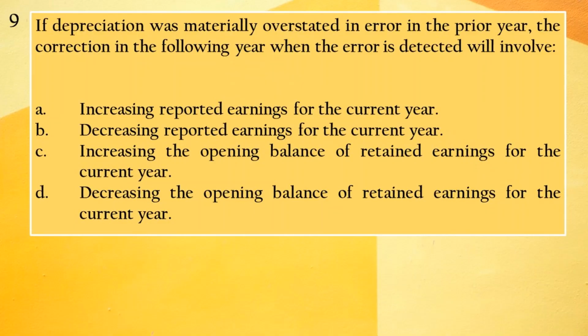Number 9. If depreciation was materially overstated, an error in the prior year, the correction in the following year when the error is detected will involve A. increasing reported earnings for the current year, B. decreasing reported earnings for the current year, C. increasing the opening balance of retained earnings for the current year, or D. decreasing the opening balance of retained earnings for the current year.